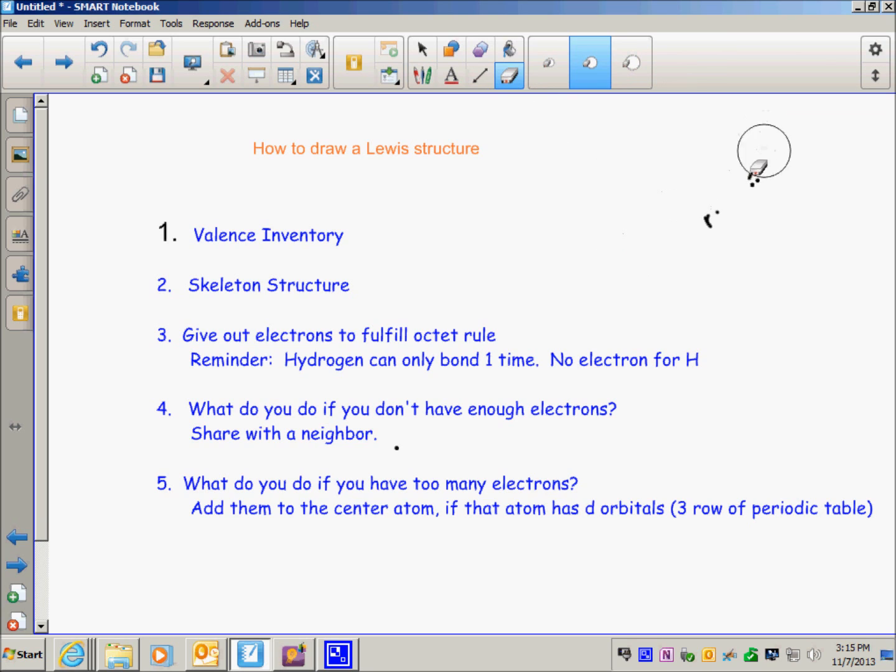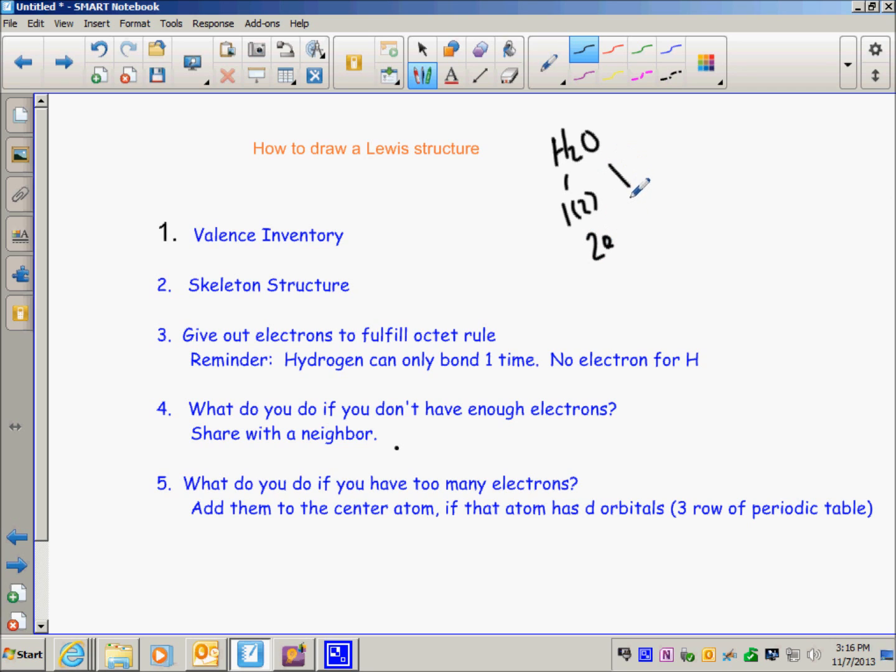Erase that. Now, first thing, if we want to do, let's just say, electron inventory for water, H2O. I'll do it up here. We want to do a valence inventory. So these are all the electrons that are going to be involved in the bonding or the satisfaction of the outer energy levels of both hydrogen and oxygen. Hydrogen has 1 valence electron, and there are 2 of them total for 2 electrons contributed by the hydrogens. Oxygen has 6 valence electrons for a grand total of 8 electrons.